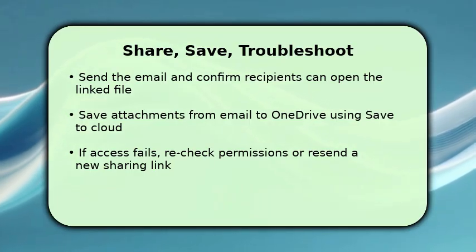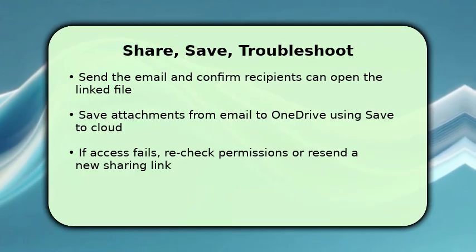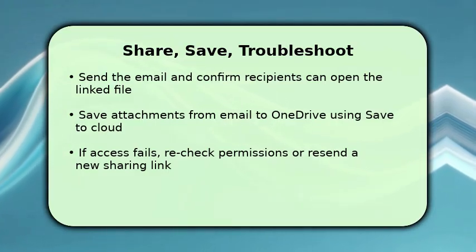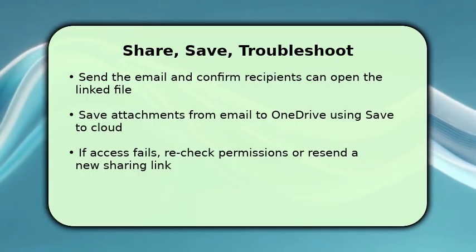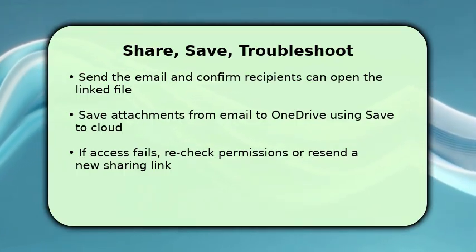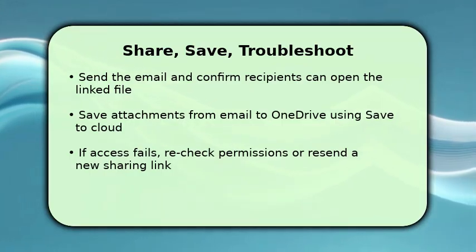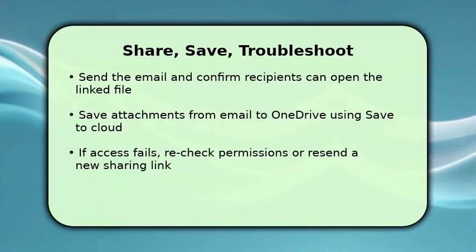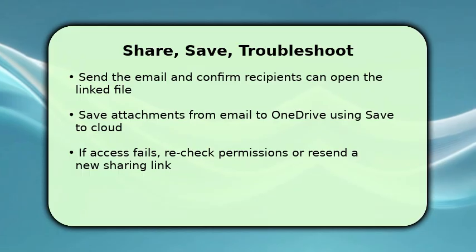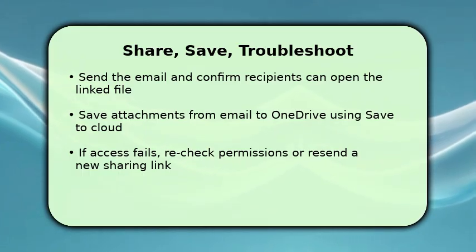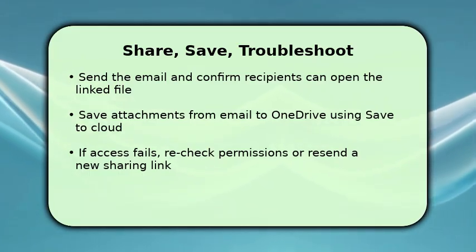You can also save received attachments directly to OneDrive by using Save to Cloud so everything stays organized. If someone reports access problems, immediately check sharing permissions and expiration settings. Revoke and reissue the link if needed. One key troubleshooting tip: sign out and back into Outlook and OneDrive to refresh tokens if permissions look correct but access still fails.